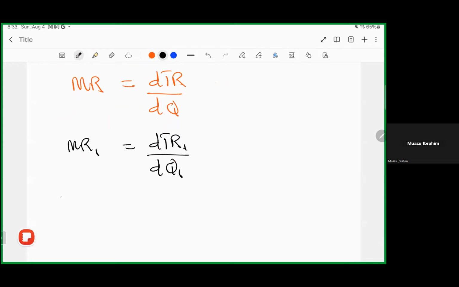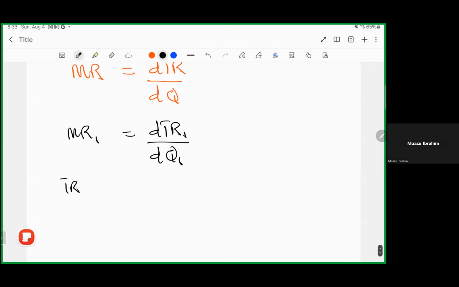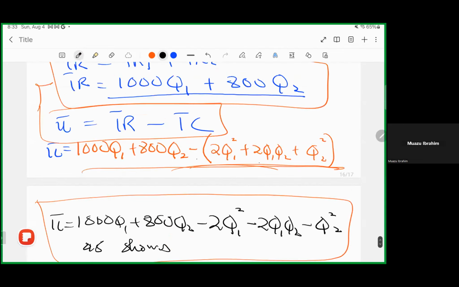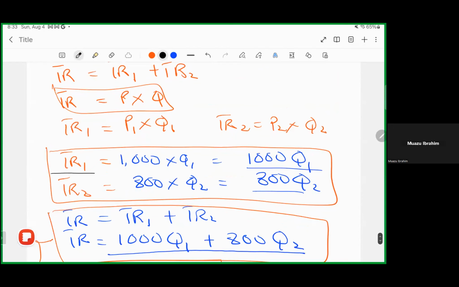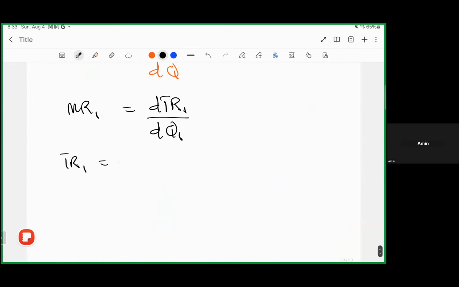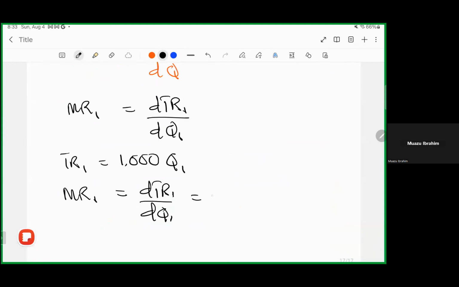And our total revenue for 1 was what? Remember, we found it here. Yes, 1,000 Q1. So here, our marginal revenue 1 will be the TR1 over the Q1, which will give you 1,000.